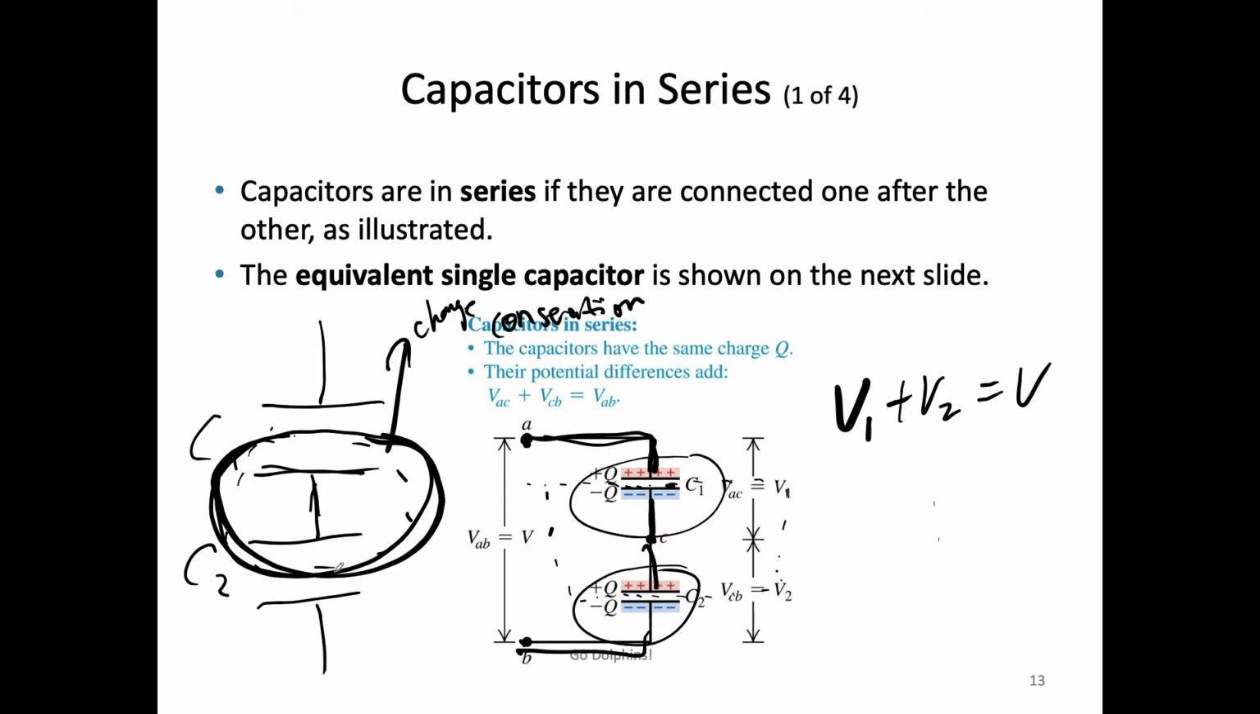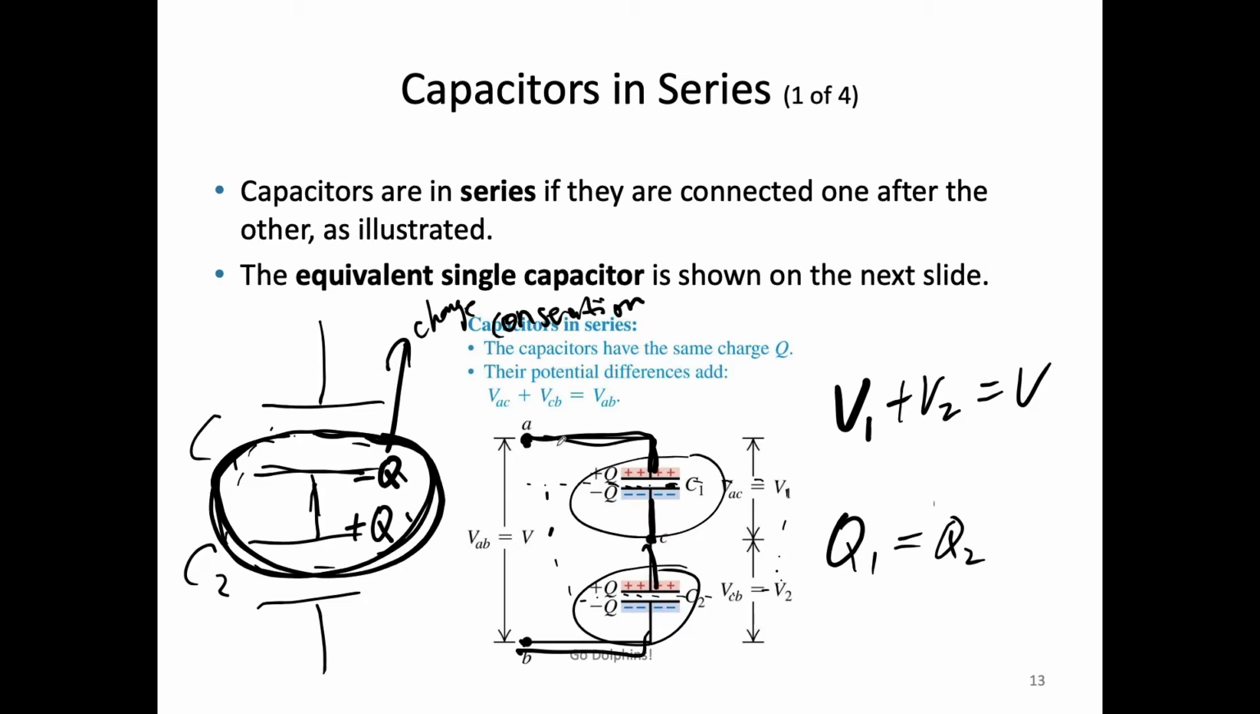But this H-shaped structure is a closed or isolated system. You start with it charge neutral. By charge conservation, the total charge in this structure is always 0. So even after you charge it, you're going to have an equal amount of negative Q and positive Q. They have to add up to 0. So this is why Q1 has to equal Q2.